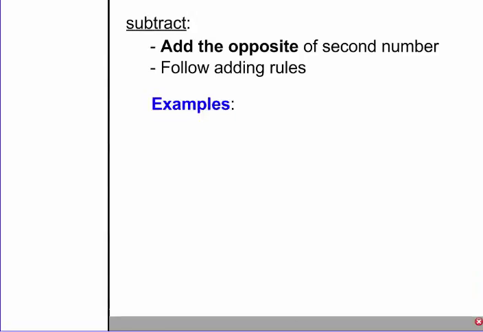So let's take a look at some examples. 5 minus negative 3. So the first number always stays the same. We're going to add, so now we start changing. So the minus becomes a plus. The opposite of the second number, so the opposite of a negative 3 is a positive 3. So 5 plus 3 is 8.